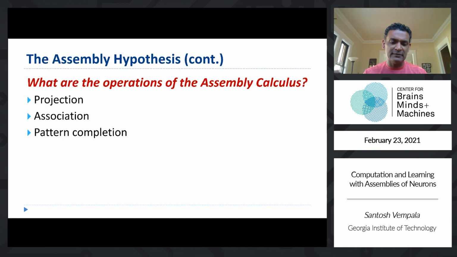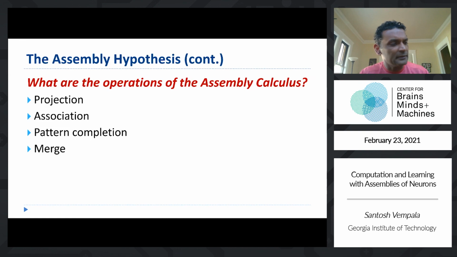Association, two assemblies that come together. And it's something that seems to happen in human cognition all the time. Pattern completion, where you have a hint of something and it completes to the full idea. It's ignited. You smell an apple and you think apple.